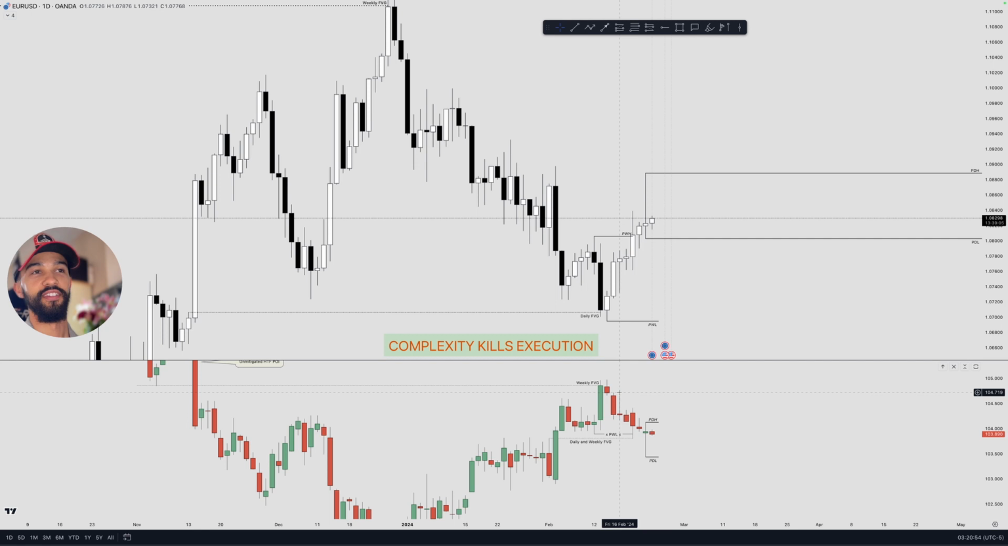Let's begin here on the daily. For those that are completely new, this bottom section here is DXY and the top here is EU. So I have them on the screen so we can remain focused, see the opportunities without flicking backwards and forwards when we are analyzing that.